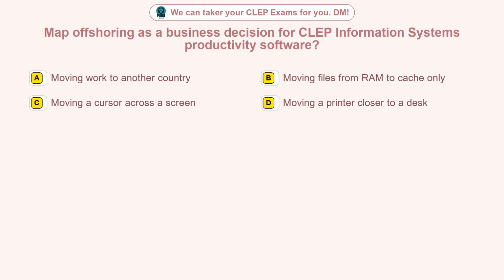Question 97. Map offshoring as a business decision for CLEP Information Systems productivity software. Option A. Moving work to another country. Option B. Moving files from RAM to cache only. Option C. Moving a cursor across a screen. Option D. Moving a printer closer to a desk. The correct answer is option A. Moving work to another country.